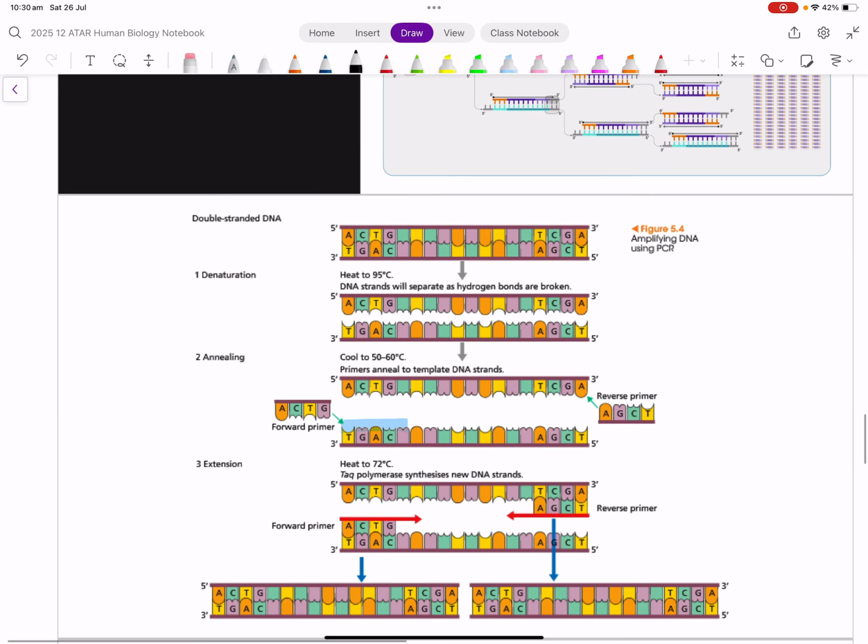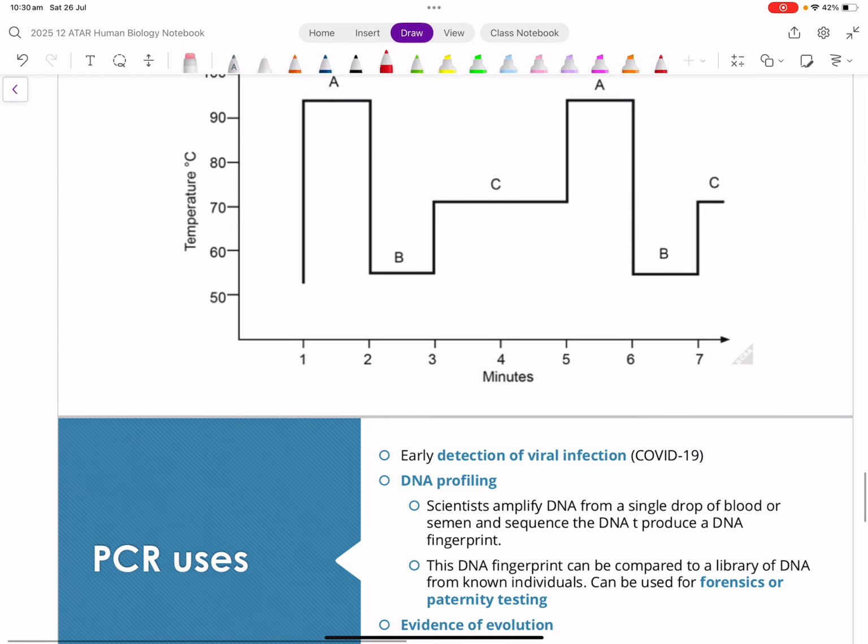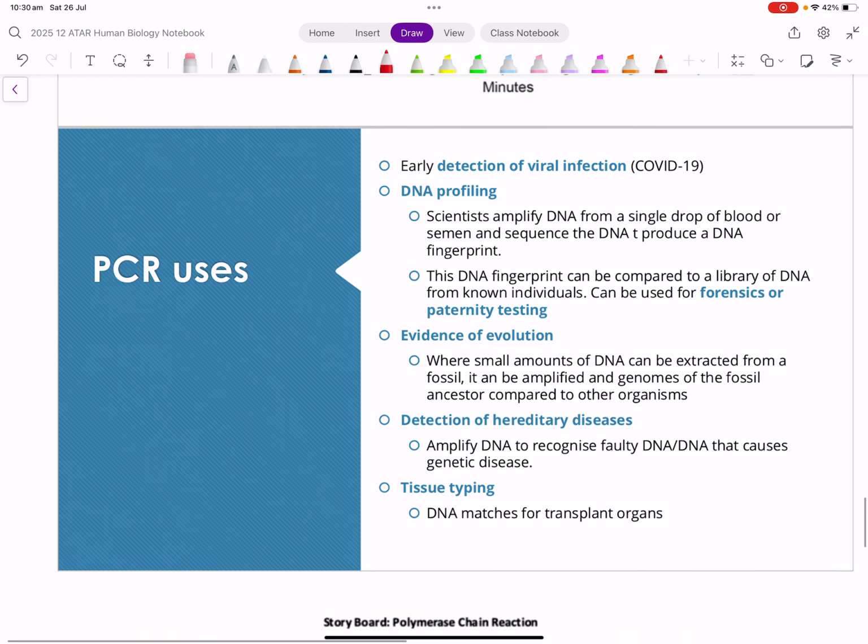So I've got another representation here. I'm not going to go through this one right now, but if you're interested, you can pause the video here and have a bit more of a look at this diagram. It's just another representation showing these 3 distinct processes. What I will do now though is jump down to some of the uses for PCR before we recap everything.